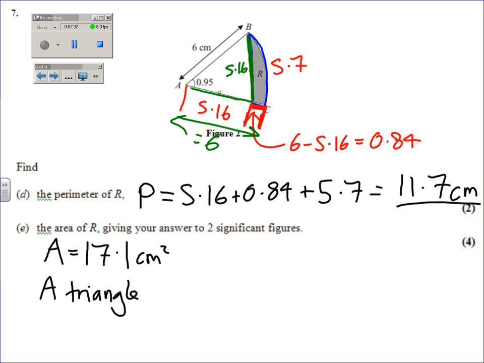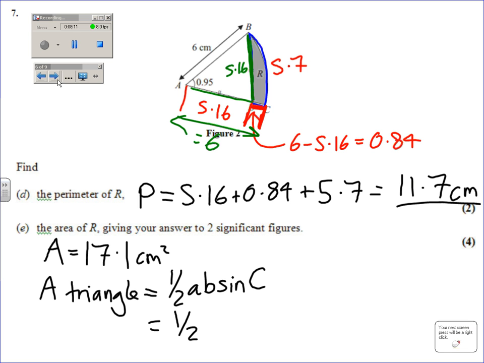Now, the area of a triangle, yes, we know it's half base times height, but we don't do that here. We need to use the formula that you need to learn, which is area of a triangle is half ab sine C, i.e., you have to do half multiplied by the 2 sides and the angle in between. It's up to you which one you'd pick, but I'm going to use the 6 centimetres. So half times 6.